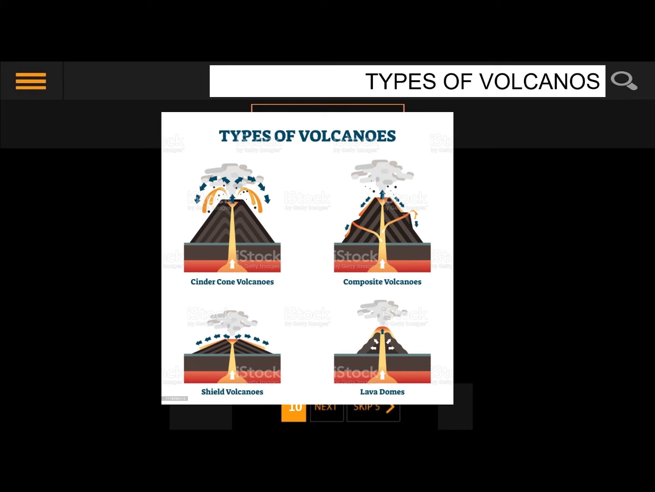Lastly, shield volcanoes get their name from their shape. Although shield volcanoes are not steep, they may be very large. Shield volcanoes are common at spreading centers or intraplate hot spots. The low viscosity also means that shield eruptions are non-explosive. Eruptions tend to be mild in comparison to other volcanoes, but lava flows can destroy property and vegetation.